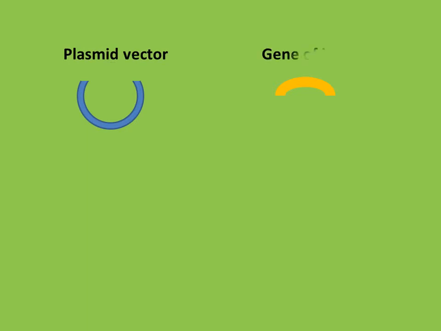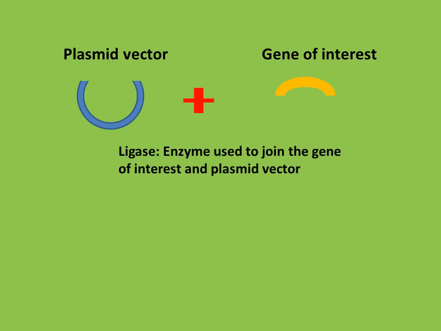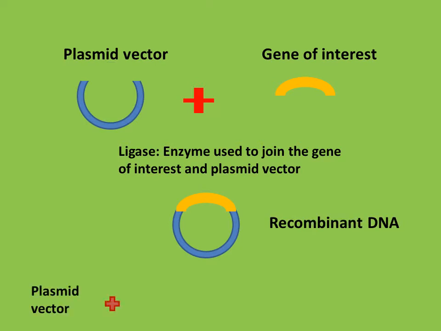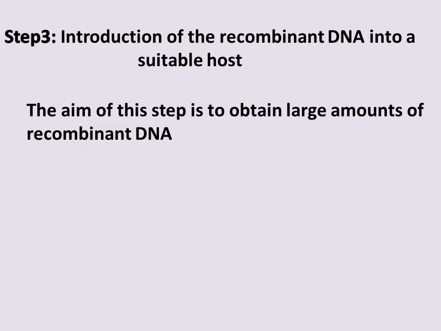Here, this is our plasmid vector and this is the gene of interest, and then ligase, an enzyme, is used to join the gene of interest with the plasmid vector to form the recombinant DNA vector. Thus, plasmid vector plus the gene of interest is the recombinant DNA. Then, this recombinant DNA has to be introduced in a suitable host. The purpose of this step is to obtain large amounts of recombinant DNA.